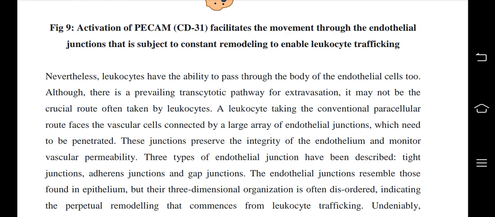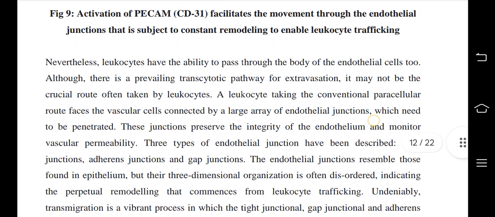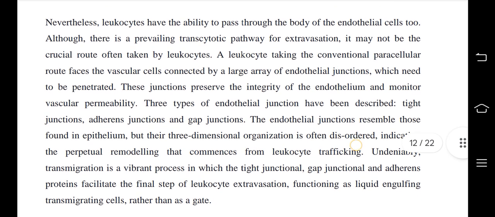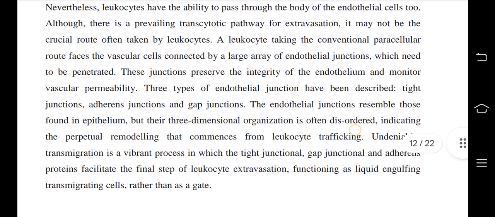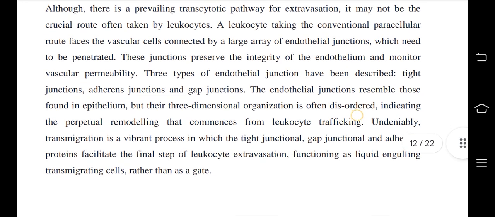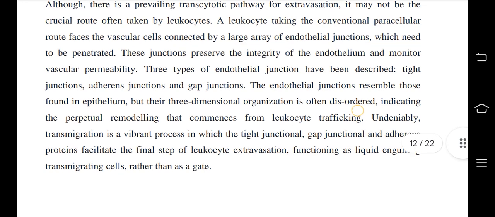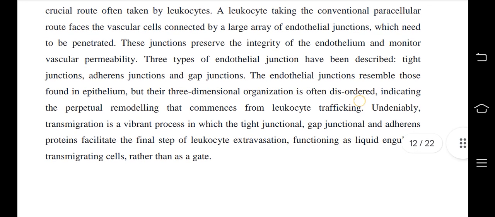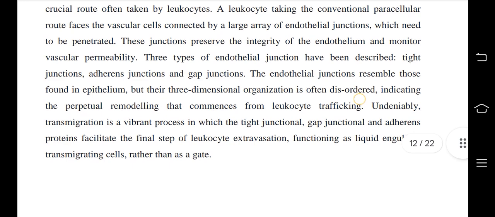Nevertheless, leukocytes have the ability to pass through the body of the endothelial cells too. Although there is a prevailing transcytotic pathway for extravasation, it may not be the crucial route often taken by leukocytes. A leukocyte taking the conventional paracellular route faces the vascular cells connected by a large array of endothelial junctions which need to be penetrated. These junctions preserve the integrity of the endothelium and monitor vascular permeability.